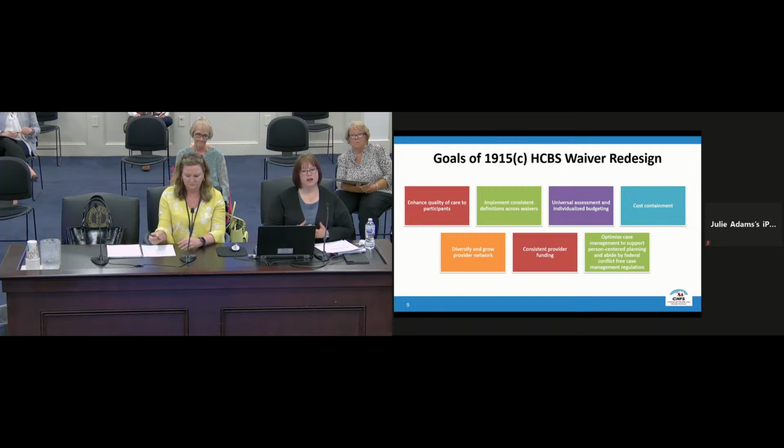We also want to optimize case management to support person-centered planning and abide by the federal conflict-free case management regulation. We have found, although it is getting better, that person-centered is still something we need to work on in Kentucky. It should really be about what that person needs and what they want. What do they want to work on, not just you're on a waiver and here's the services that we think you need.